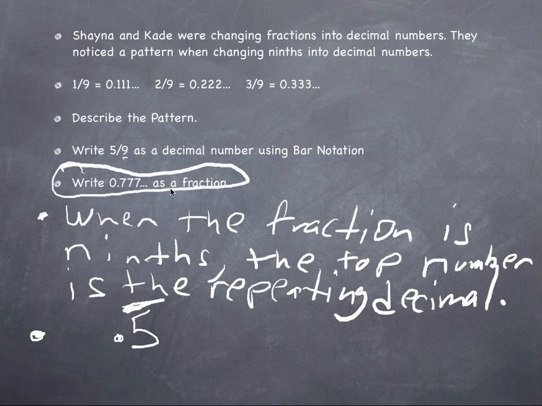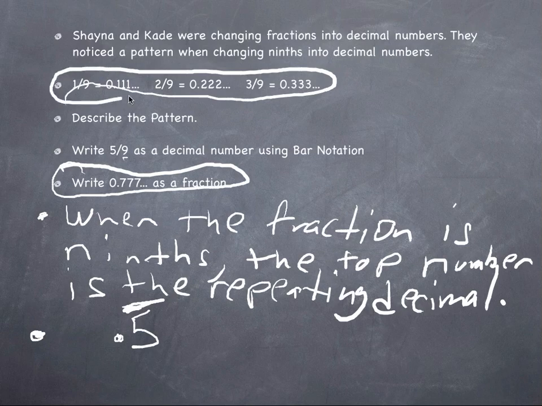I have some candy canes left over from Christmas. And yeah, I know Christmas has been over for 2 weeks, but they don't go bad. So if you can come and show me how you would write 0.7 repeating as a fraction using the pattern that you can see up here, then there will be some candy in it for you.